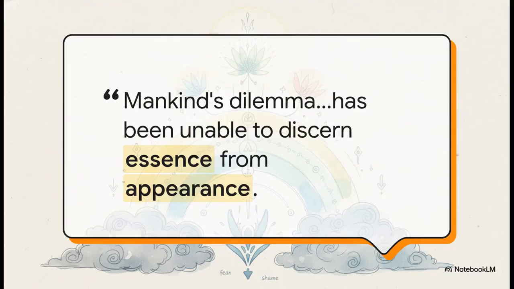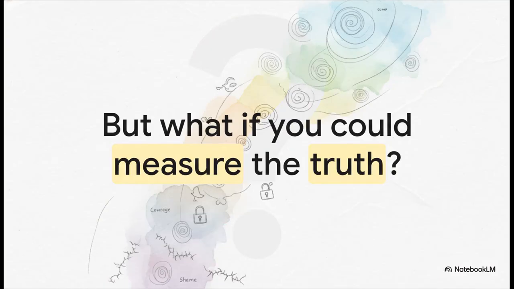So the whole idea kicks off with this massive problem. The source we're looking at today says that for all of human history, our biggest challenge has been telling the difference between what something truly is, its essence, and what it just looks like, its appearance. And that, of course, leads to a pretty wild question. What if you could actually cut through all the noise, all the appearances, and find a way to measure the truth of something? I mean, imagine having a yardstick for reality itself.